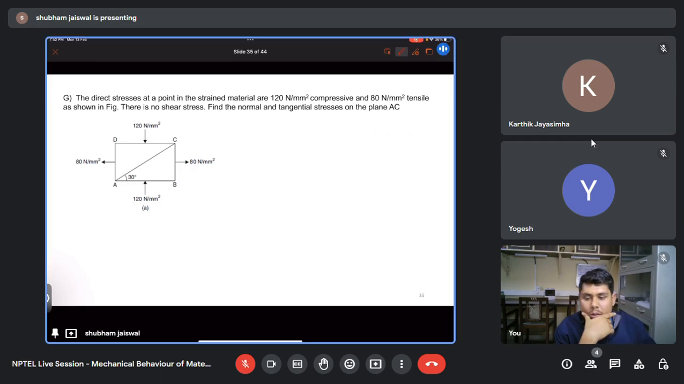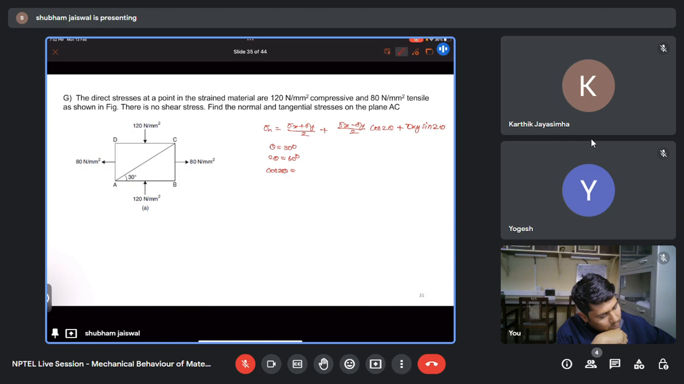So which equation will we use? We will use sigma n, or sigma x prime, equal to (sigma x plus sigma y) by 2 plus (sigma x minus sigma y) by 2 cos 2 theta plus tau xy sin 2 theta. Theta is equal to 30 degrees, so 2 theta is equal to 60 degrees. Cos 2 theta is equal to 1 by 2. Sin 2 theta is equal to root 3 by 2.